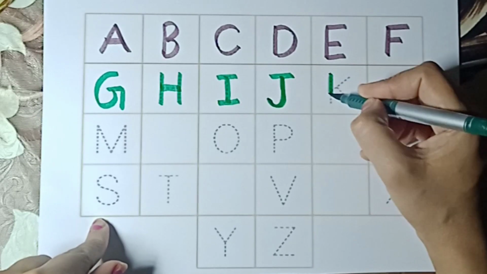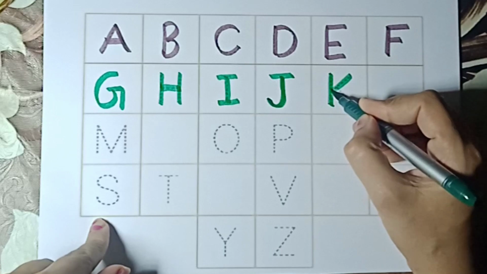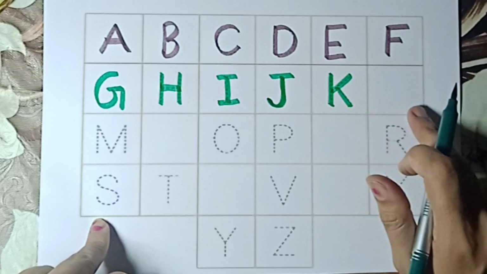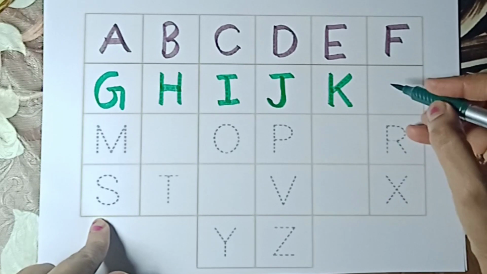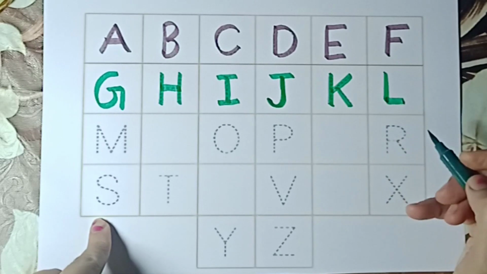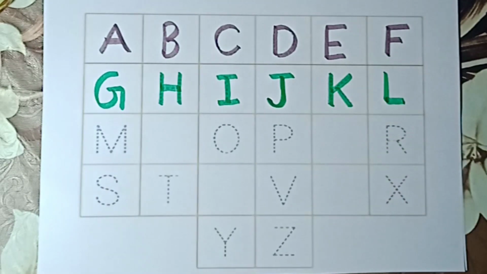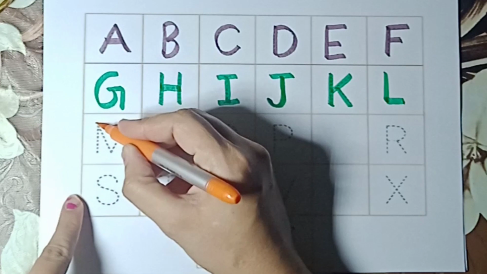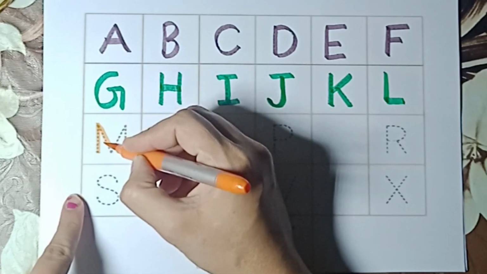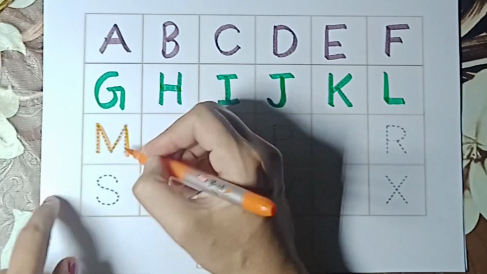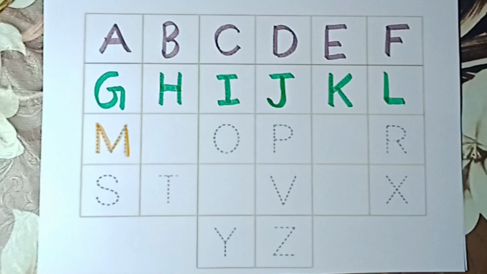K. K is for kite. What comes after K? L. L is for lion. And next is M. It's a letter M. M is for monkey.